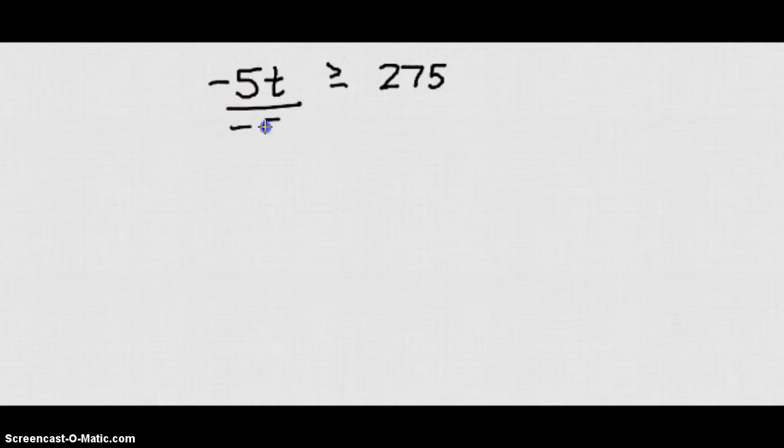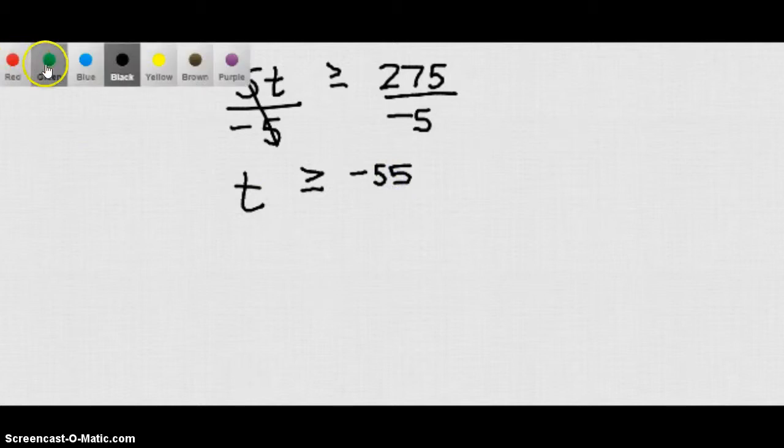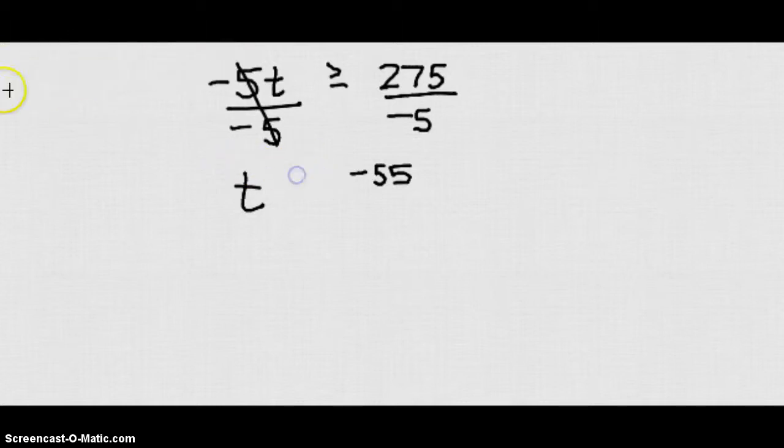Yet another example. Let's say I have -5t is greater than or equal to 275. I'm going to divide both sides by -5. I'm going to get t is greater than or equal to -55, but don't forget, I need to switch that sign. So we're going to take it from greater than or equal to, and make it less than or equal to -55 because I divided by a negative.